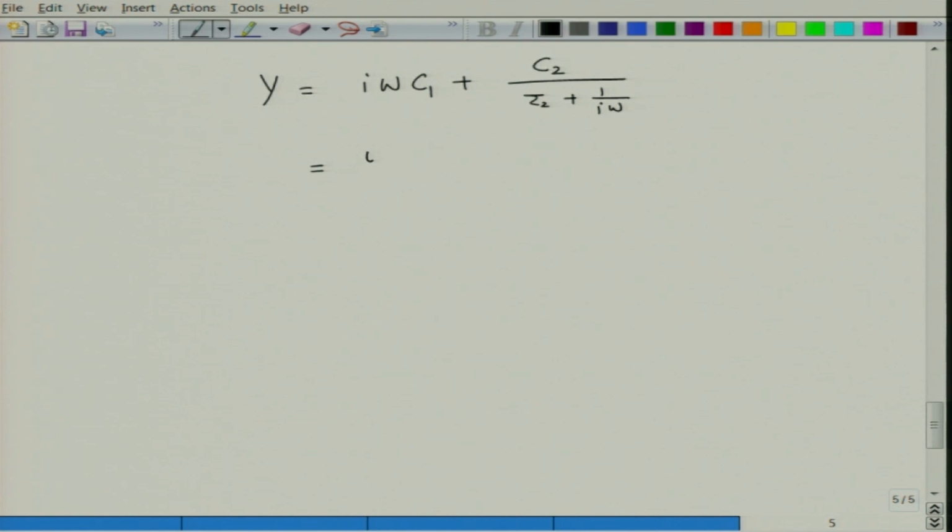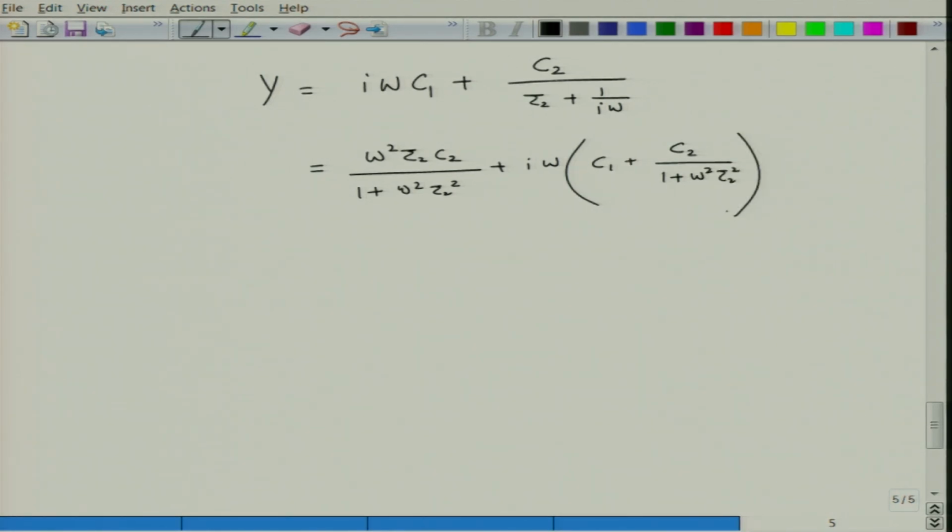Alternatively, we can write this as omega square tau 2 C2 plus 1 over omega square tau 2 square plus i omega into C1 plus C2 divided by 1 plus omega square tau 2 square. So, if you simplify this, you will get this expression, that is omega square tau 2 C2 divided by 1 plus omega square tau 2 square, plus i omega into C1 plus C2 divided by 1 plus omega square tau 2 square.